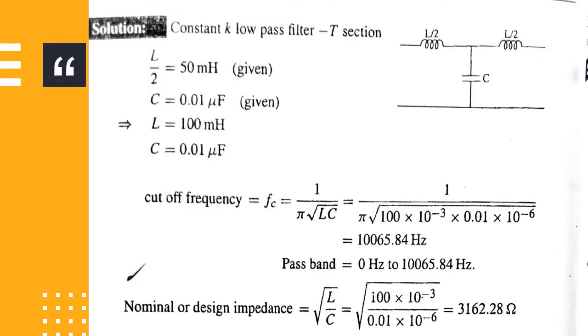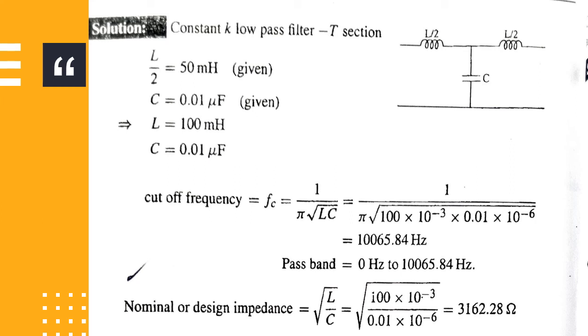So how can we start? See here, only the T section is given, L by 2, L by 2 and the C. The filter is a low pass filter, the method is constant K, the section is T. All these things you need to write and remember before starting. You always write the filter name, you always write the method, you always write the section. Later on, the given values.